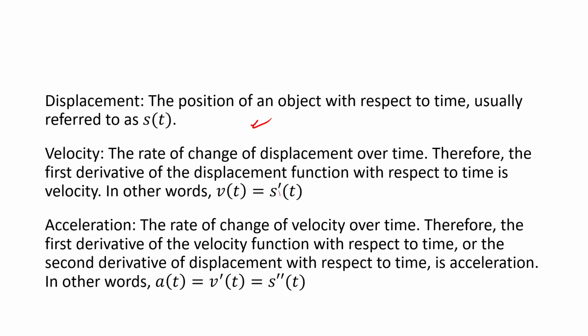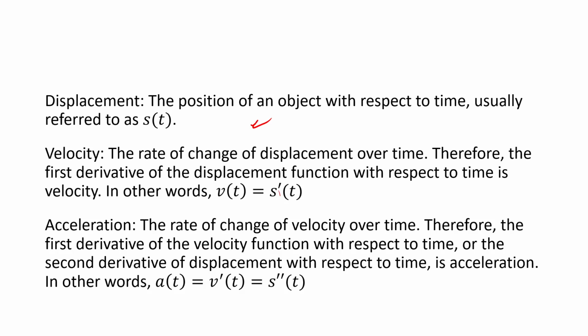Velocity is the rate of change of displacement over time. Similar to how speed was the rate of change of distance over time in earlier grades, velocity is the rate of change of displacement over time. So it will have a directional component. In this video, we'll sometimes have negative velocity or positive velocity. The first derivative of the displacement function with respect to time is velocity, as we said. So in other words, v of t is s prime of t.